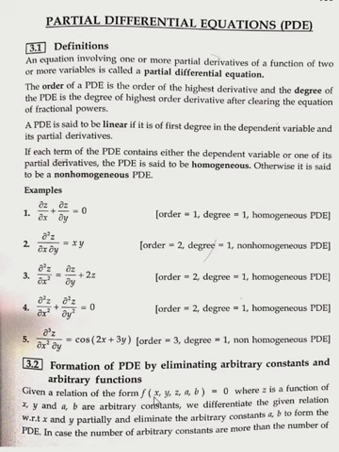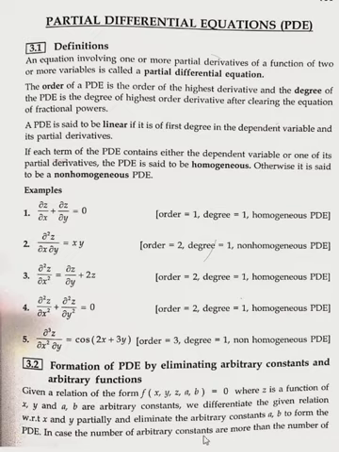Given a relation of the form f of x, y, z, a, b equal to 0. Here the function of x, y, z and constants a and b is equal to 0, where z is a function of x and y, and a and b are the arbitrary constants. How to eliminate the constants a and b here? Differentiate the given relation with respect to x and y partially and eliminate the arbitrary constants a and b to form the PDE. How to eliminate the arbitrary constants? By differentiating the given function with respect to x and y partially.